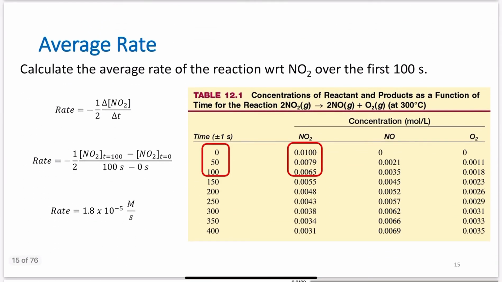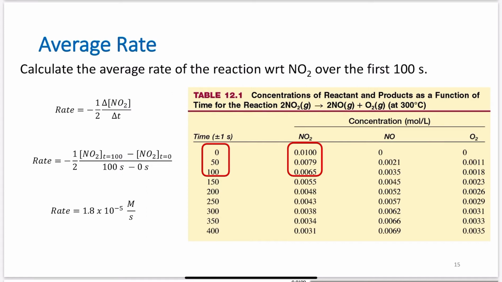So, average rate. Calculate the average rate of the reaction with respect to NO2 over the first 100 seconds. You can look at average rate at any sequence of time you want. You can say 100 seconds, 10 seconds, 400 seconds, whatever you want. But let's go ahead and do this. Let's look at the average rate of the reaction with respect to NO2 over the first 100 seconds. We know the rate is equal to negative 1/2 change in the concentration of NO2 over change in time.